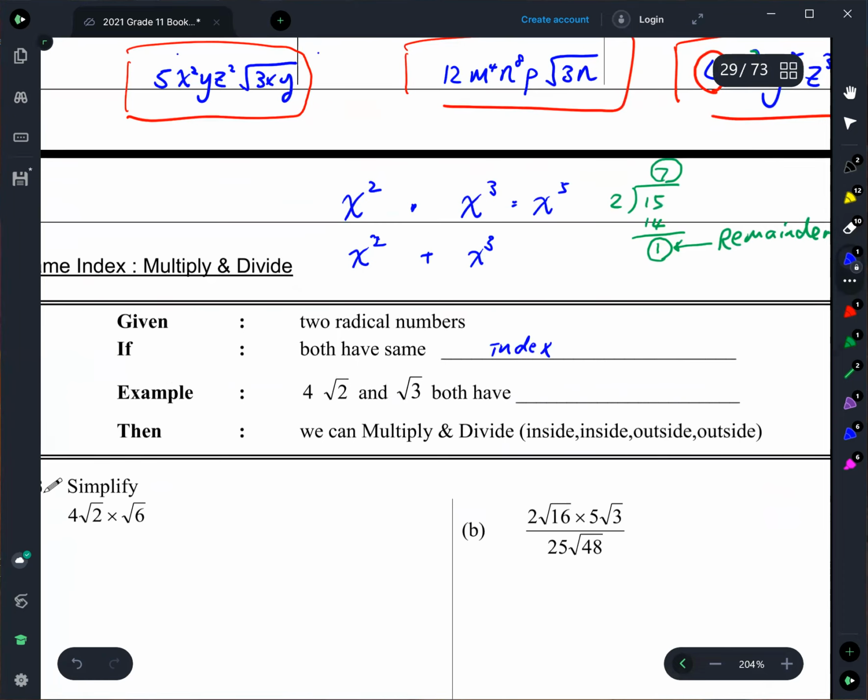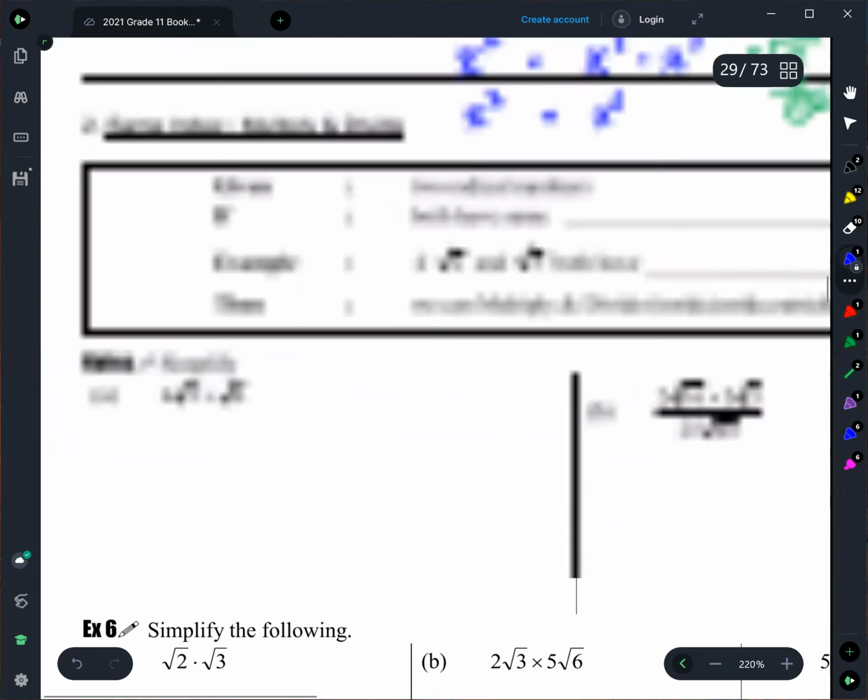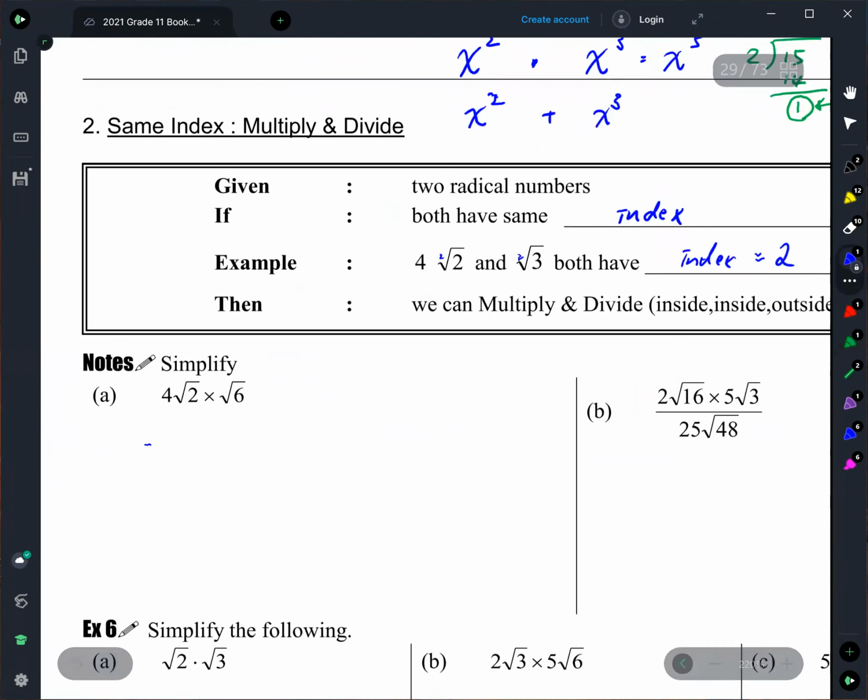So for example, you have 4 square root 2 and square root of 3. Their index is 2, because it's square root. So both have index equal to 2. So you will be able to multiply them or divide them. So let's look at an example here. You look at the two terms, they are both square root, so we can multiply together.